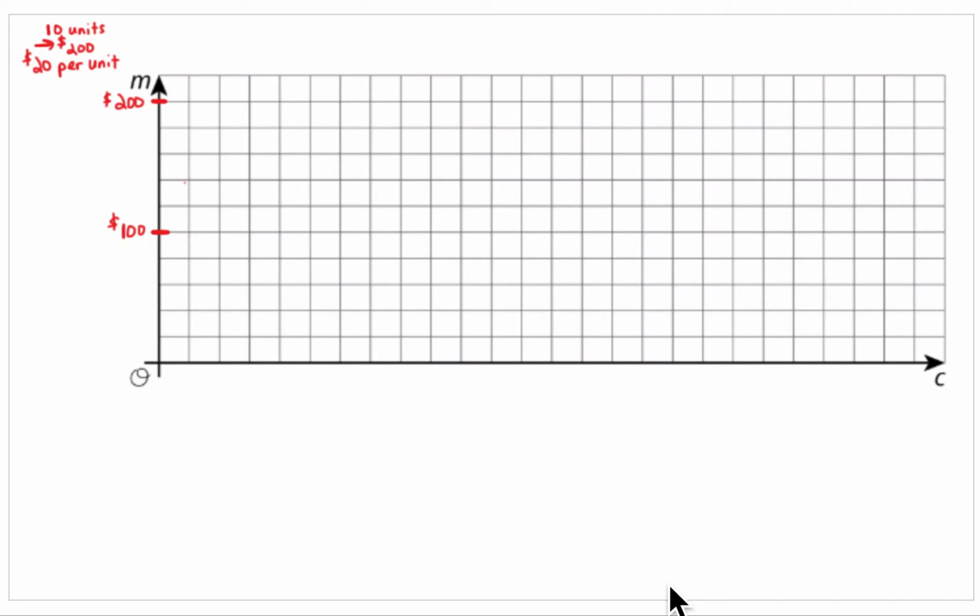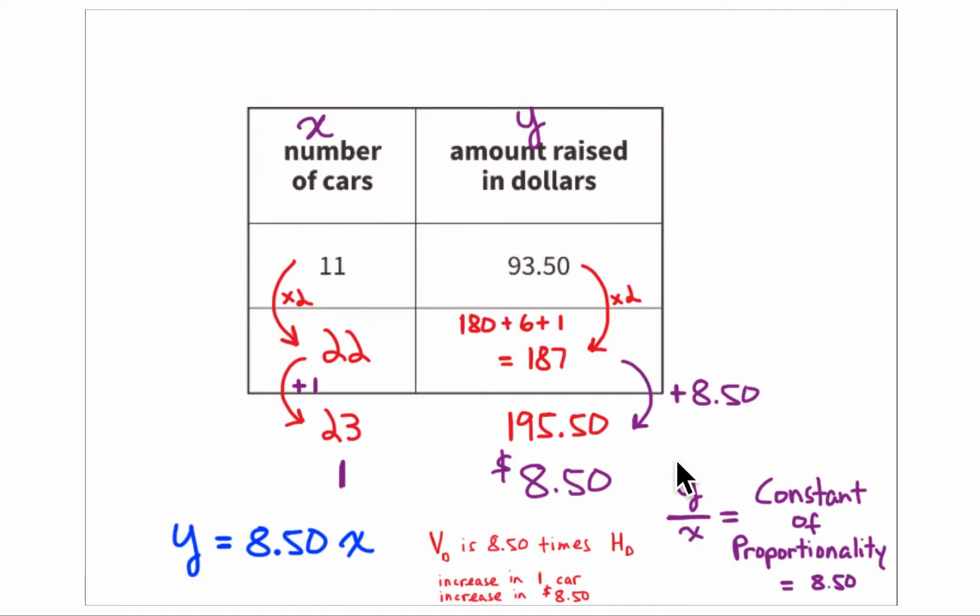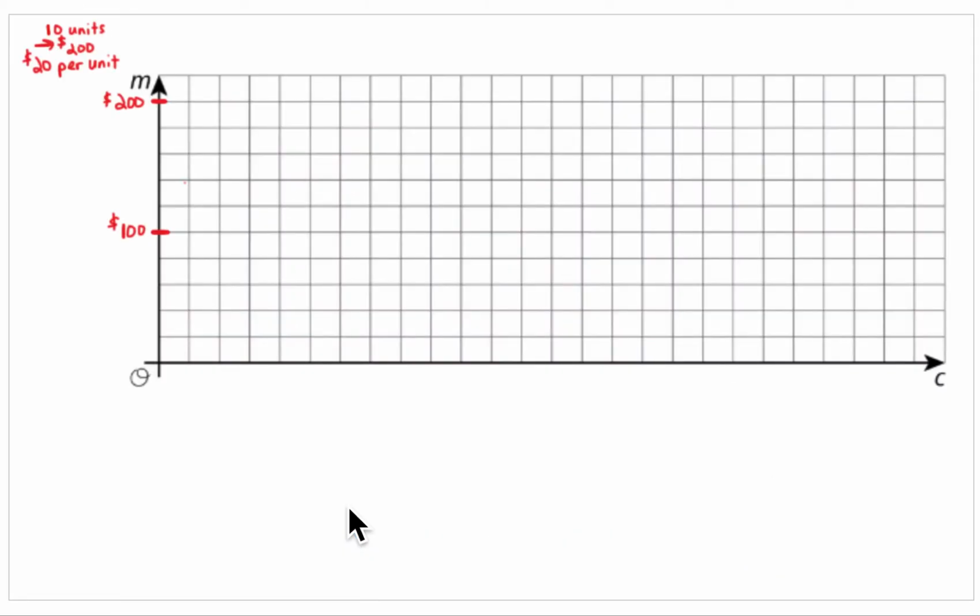So what does the graph look like? If you look at the table, how high does this table go? Well, it goes along the y-axis up to $195.50. Well, that's pretty close to 200. So let's just call that 200 along the y-axis. Along the x-axis, it goes to 23. But if we're going to bump this up to 200, we should bump this up to 24. Actually, 24 will get you just over 200. So along the x-axis, you probably should make that 24.